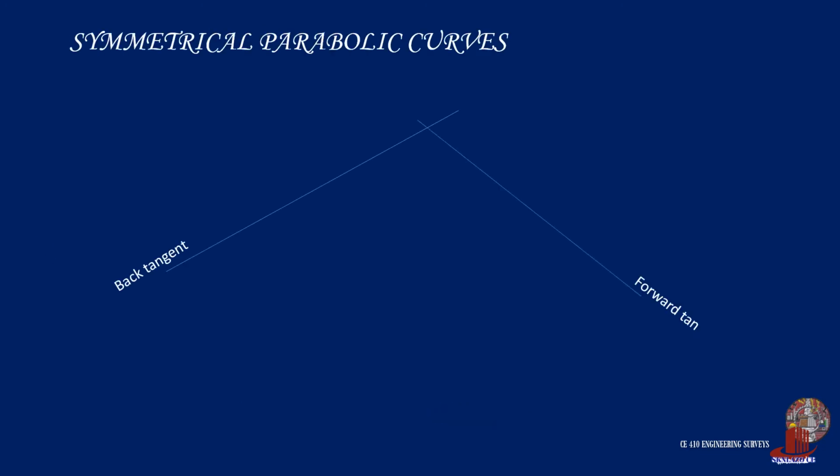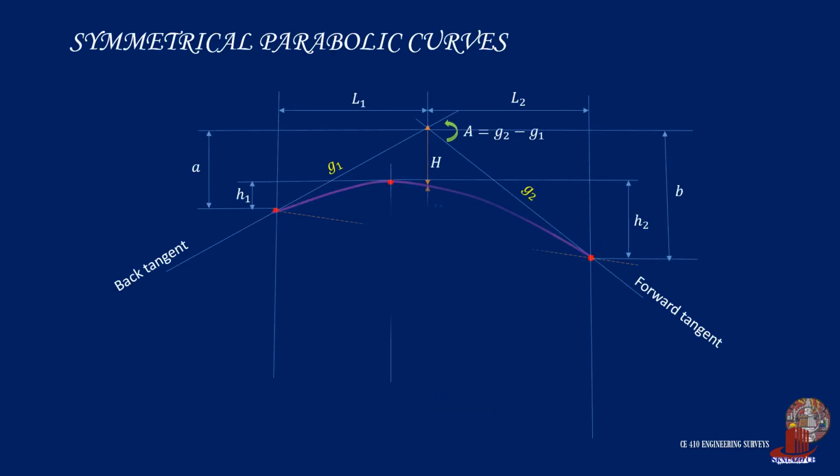A symmetrical parabolic curve does not necessarily mean the curve is symmetrical at L over 2. It simply means that the curve is made up of a single vertical parabolic curve. Using two or more parabolic curves placed adjacent to each other is called an unsymmetrical parabolic curve.